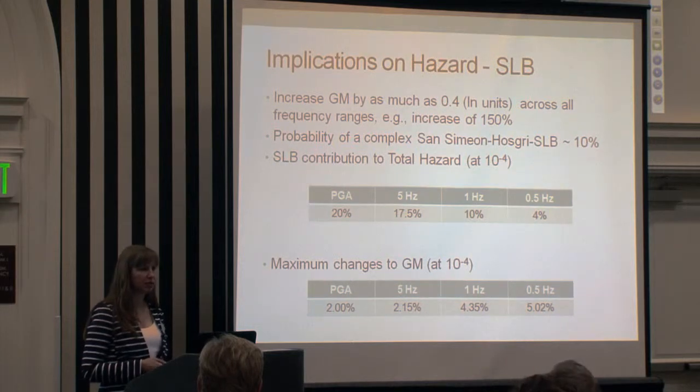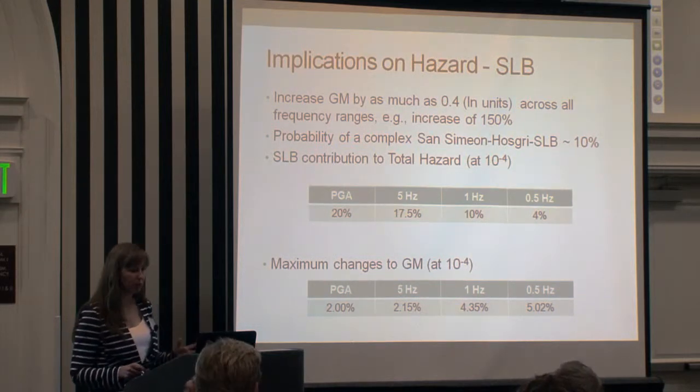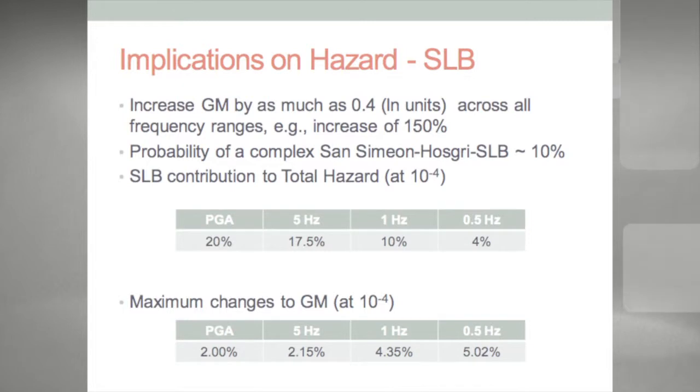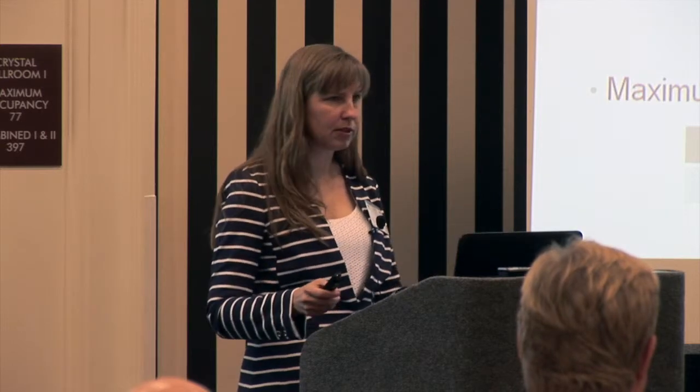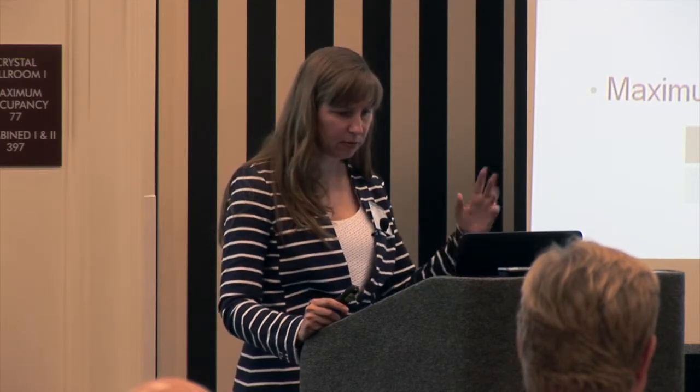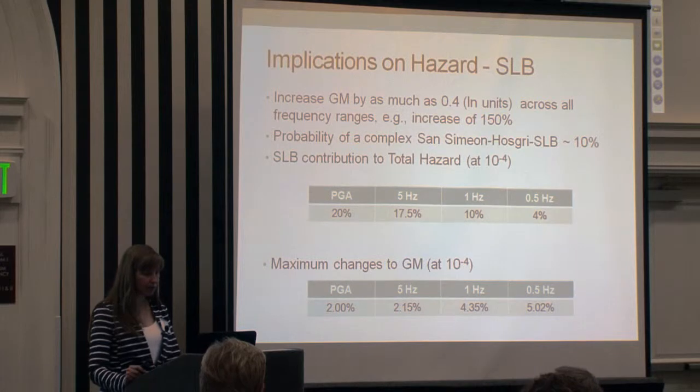Okay, so what are the implications on hazard and ground motion, and what does that really mean? The highest that we found for the differences between the methods was about 0.4 log normal units. If you take that into a percentage, it's about a 150% increase across all frequency ranges. On the high side, the probability of a complex San Simeon, Hosgri, San Luis Bay rupture, if it all goes in that, is about 10%. We think that's kind of high, but we just decided to go with 10%.